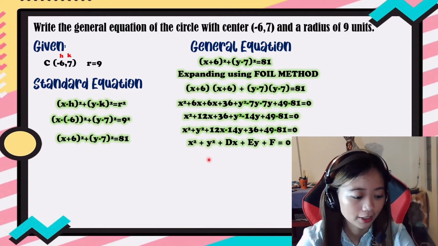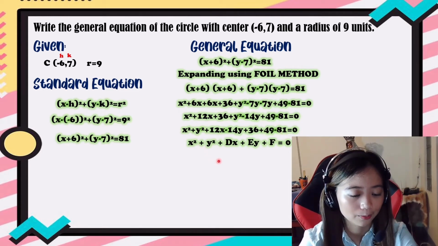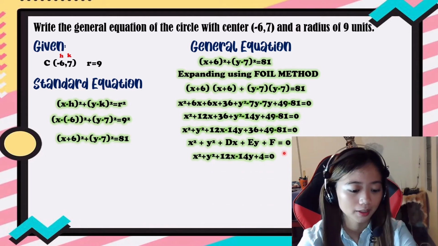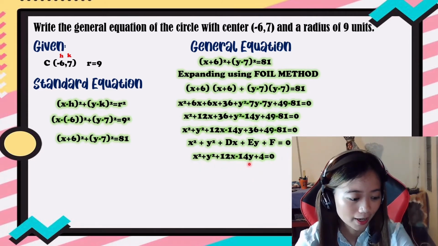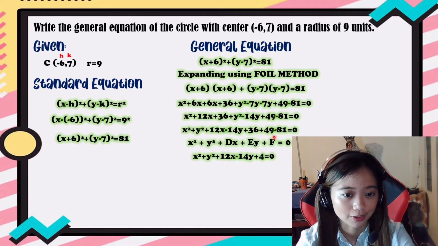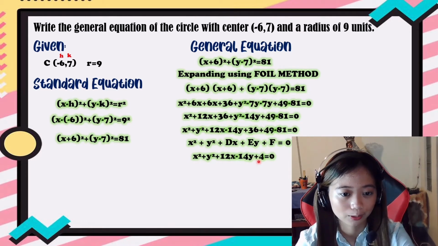Now, let's simplify the equation in the format of the general equation x squared plus y squared plus dx plus ey plus f equals 0. Bring down x squared plus y squared plus 12x minus 14y, and then 36 plus 49 is equal to 85 minus 81 is equal to positive 4, then equals 0.